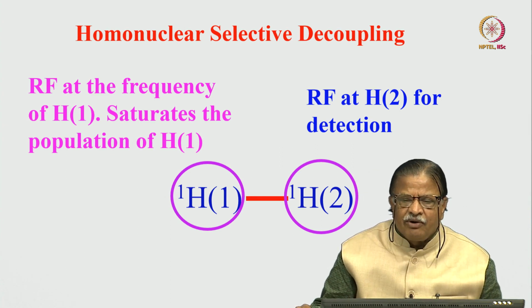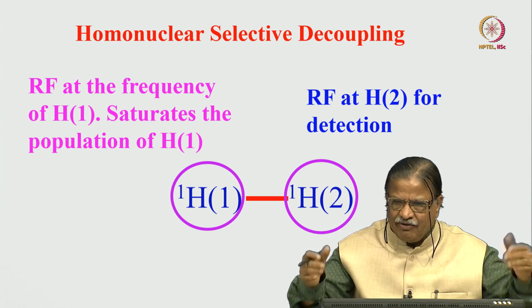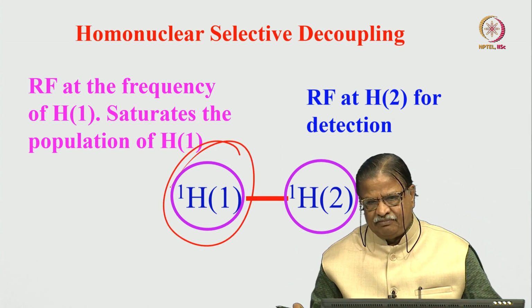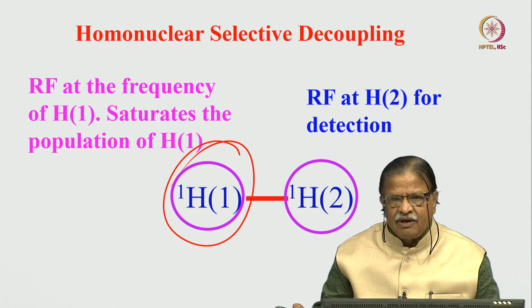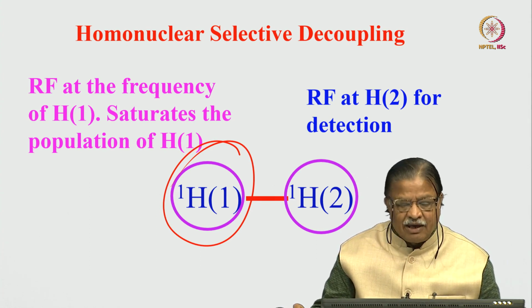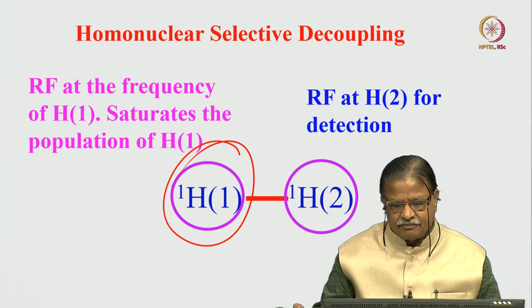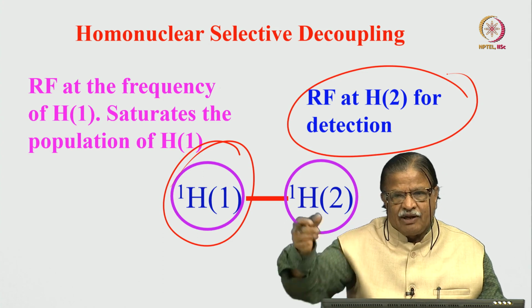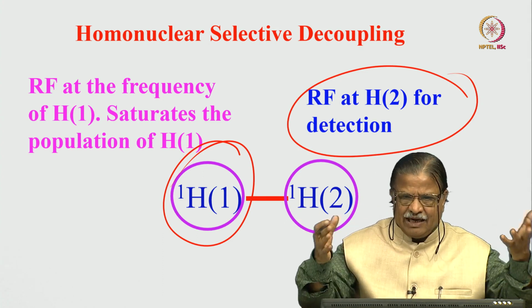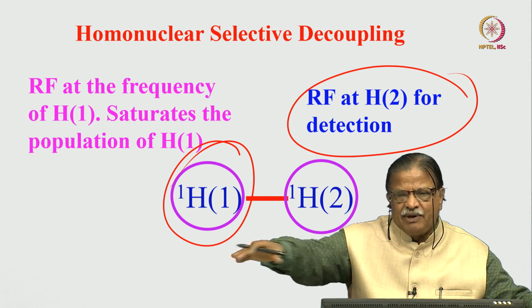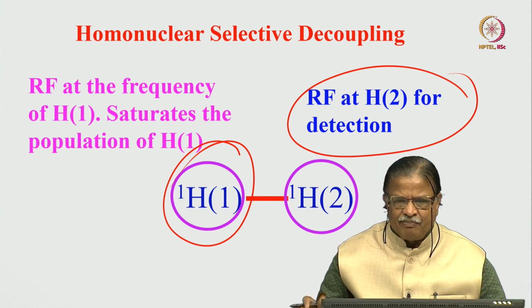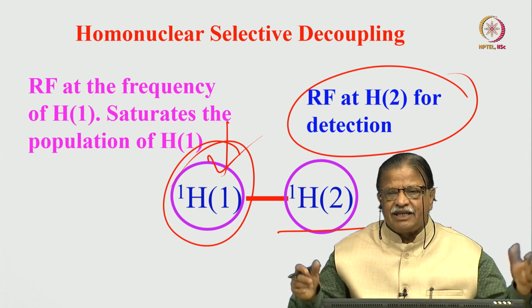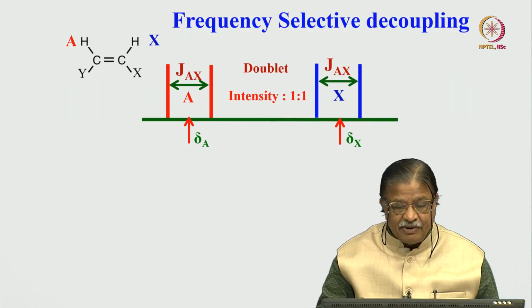How do we do the homonuclear selective decoupling? Exactly what we do for the broadband decoupling. The only thing is we selectively saturate one of the proton signals, applying RF power on one of the protons and saturating that proton, then apply RF for the other proton for detection. Or, in a conventional way, saturate a proton and simply detect the signal. After applying RF on a selected proton, collect the signal and see the change. That is what is being done.